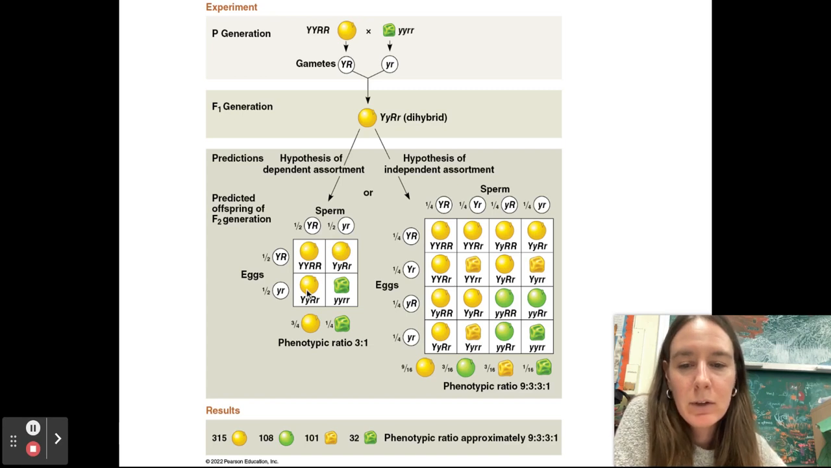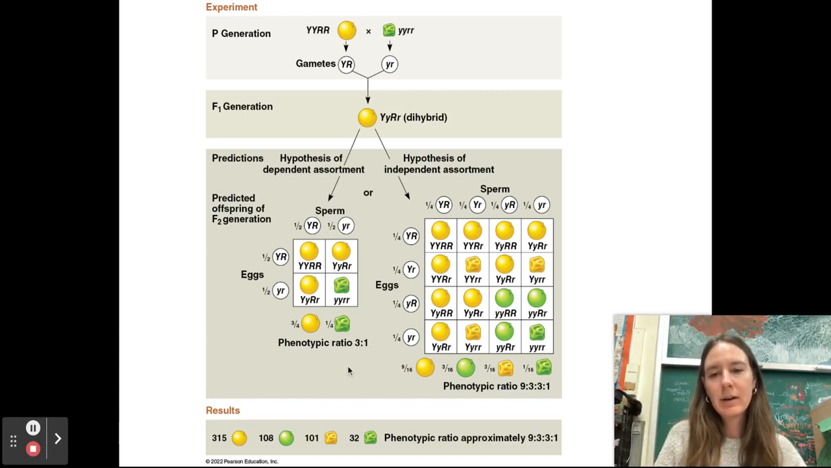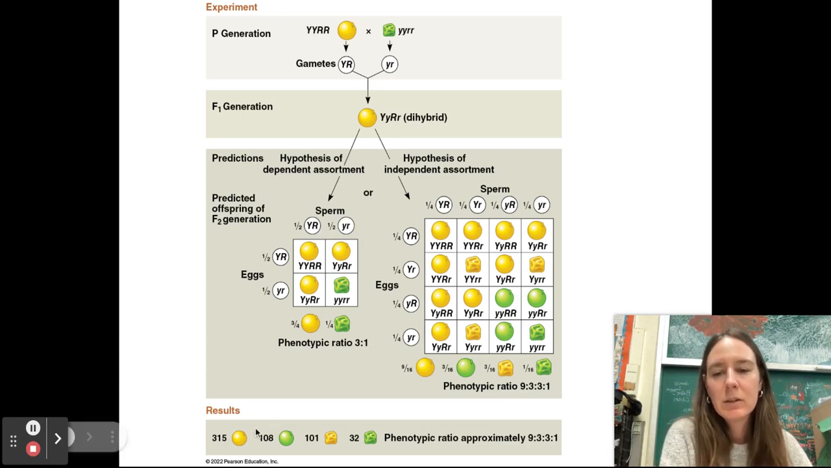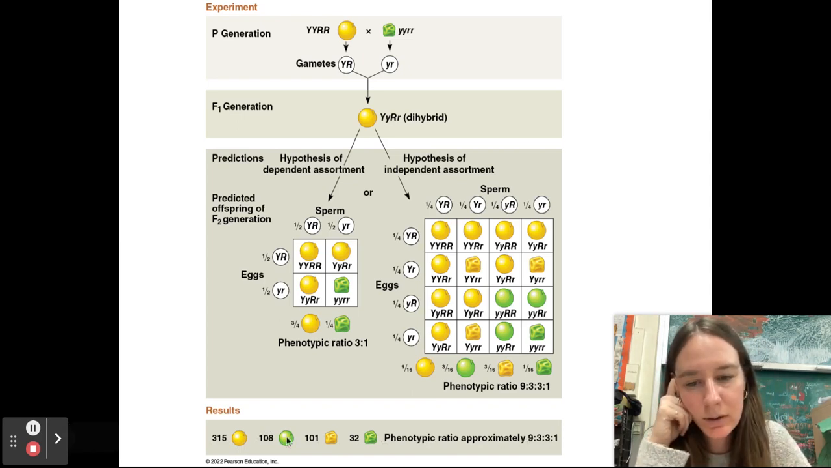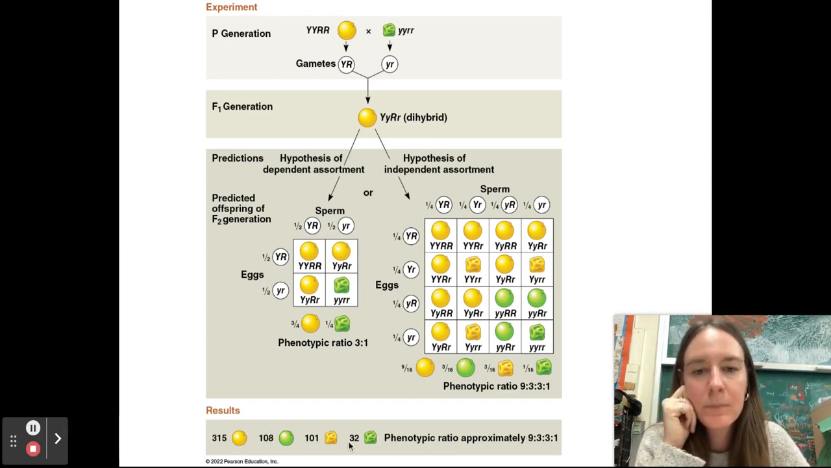Same thing for the shape. We get 3 smooth to 1 wrinkled. Now, this is not what Mendel actually found, right? Mendel in his results found these numbers here. So he did it hundreds of times. He found the ratio 9 to 3 to 3 to 1 with these different character traits, right? So let's follow the hypothesis of independent assortment, right?